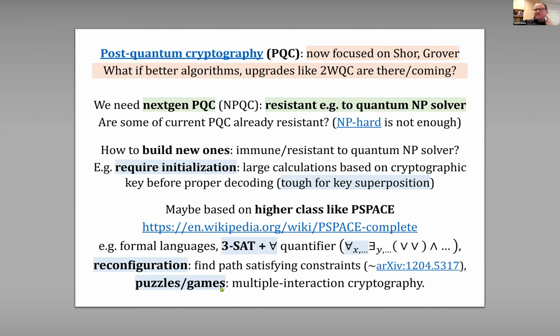Another direction could be some path-less games. So there will be literally multiple interactions to decrypt. We could attack one interaction, but there are multiple dependent interactions, so you cannot put it into a quantum computer, for example.